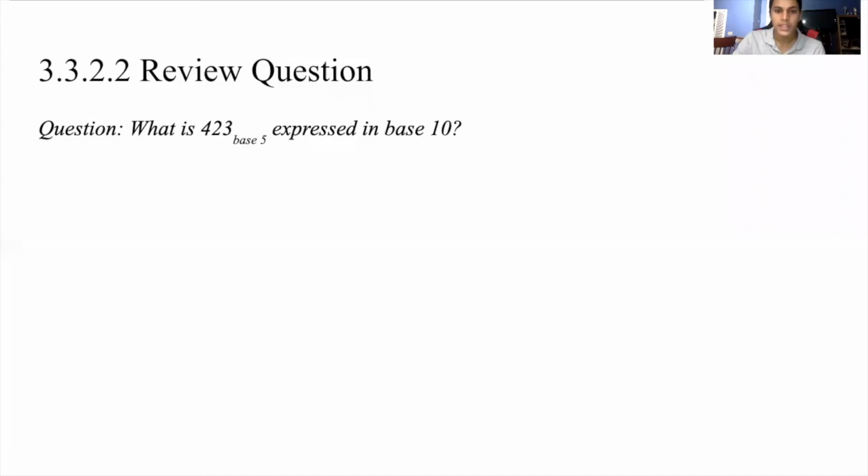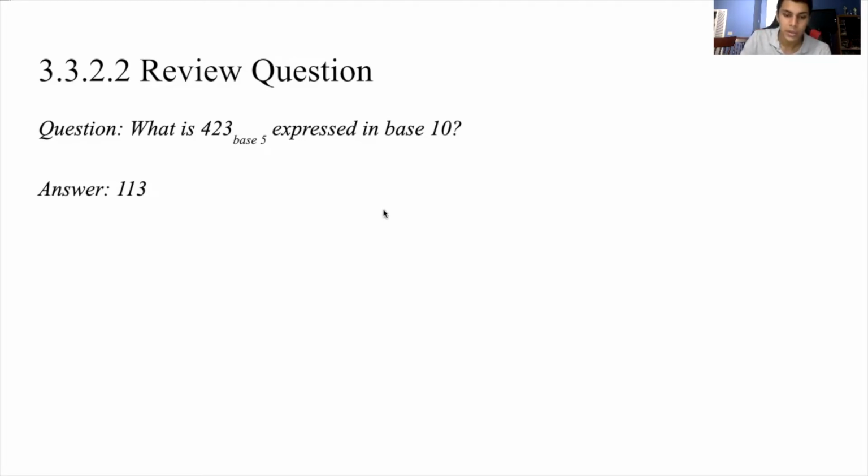So the correct answer to this question was 113. So it's asking us, what is 423 in base 5 expressed in base 10? So in order to do this, we have to use our method where we figure out what each place value represents and then use those place values and the numbers in them to add together and multiply in order to get our value into base 10.